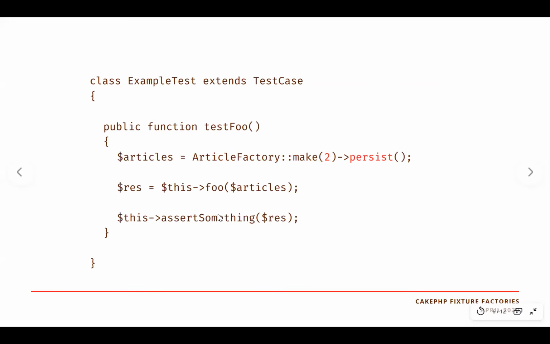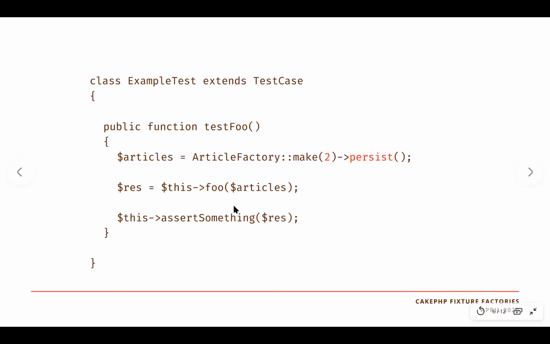I'll go on with some more examples. You have the possibility to create 2 articles. So now you have created 2 articles in your test database. Persist, different than before with get entity, is going to save it in the database. And then again, test what you want with these articles and assert what you want.